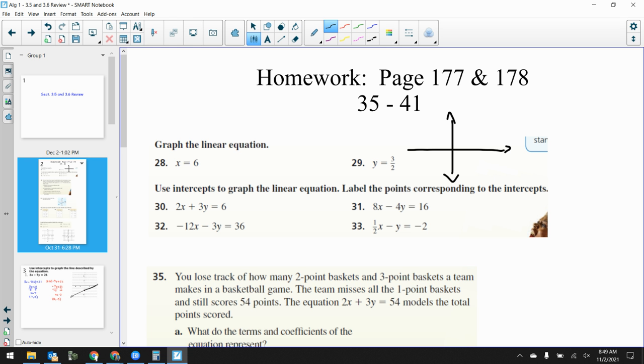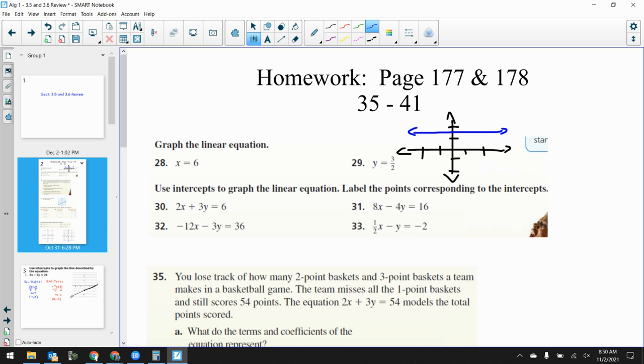Now remember for 29, I'm just going to do this one. Draw this graph here. What is the y equals line? Horizontal. So all I need to do is make a horizontal line at 3 halves, 1.5. There's my line. Does that make sense? And like 28, x equals would have been a vertical line. Y equals horizontal, x equals vertical. Questions about that?